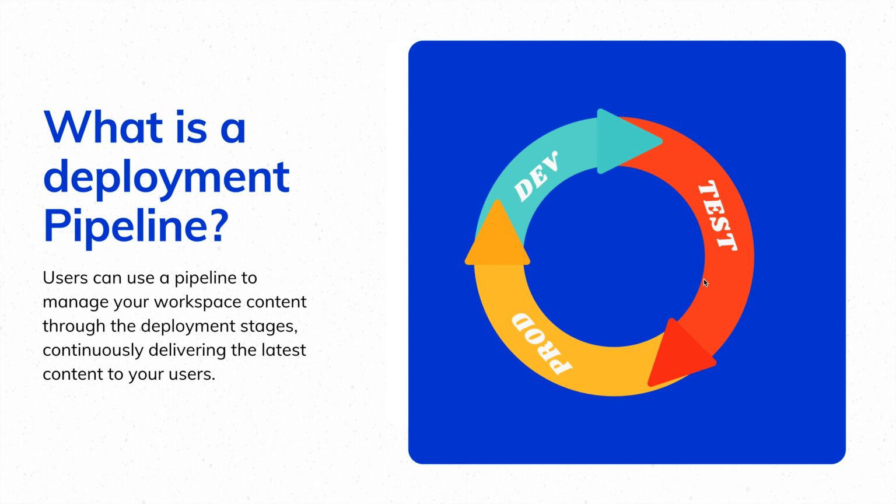Now we come to prod, or the production. After testing the content, use the production stage to share the final version of your content with business users across the organization. So in prod, we finally release our content, where it's generally available for the end users.